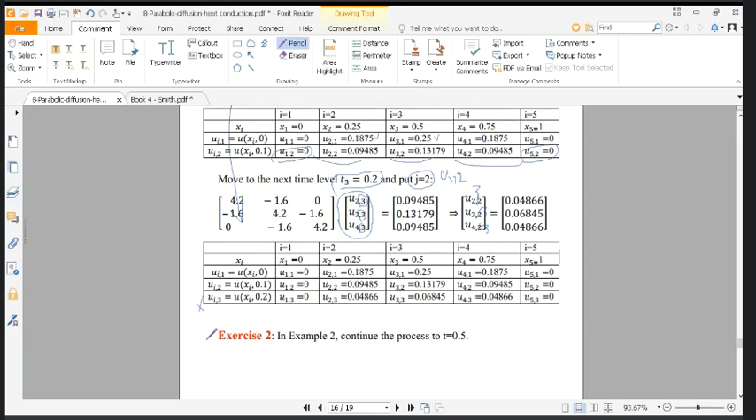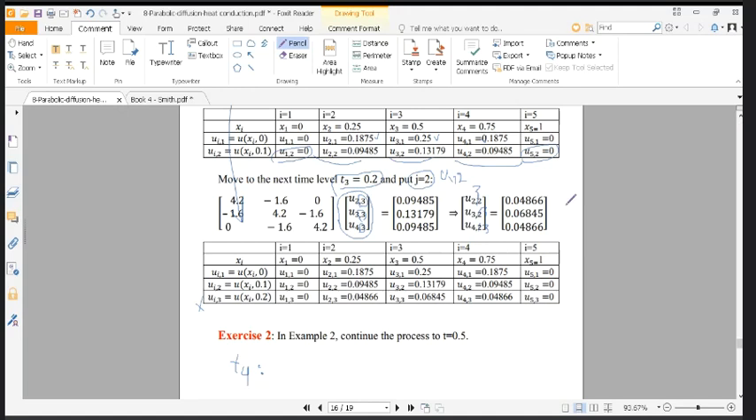As an example, you should continue the process until 2.5. You should do 3 more time levels, for t4, t5, and t6. Please solve t3 now. Please solve this example for t4 now.